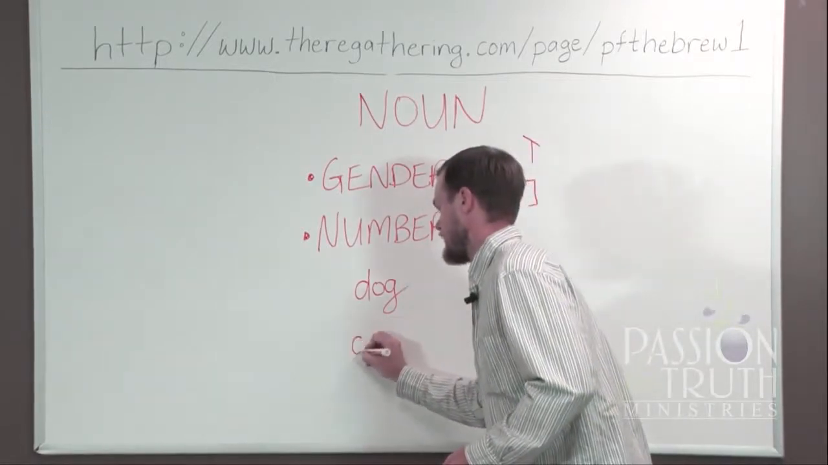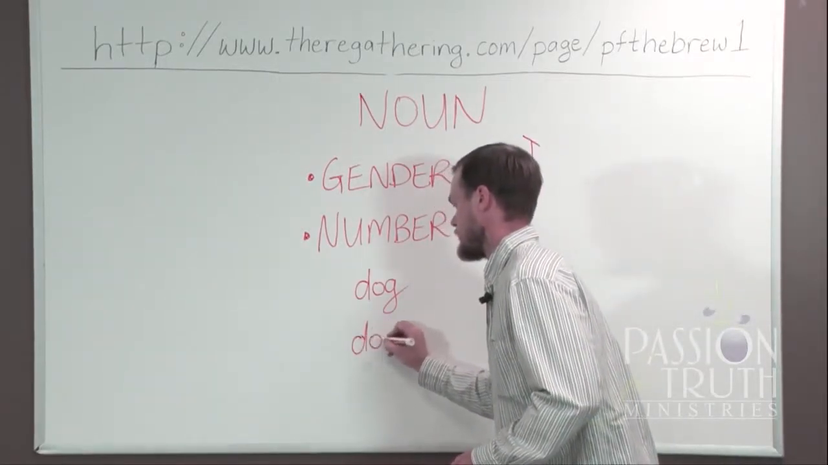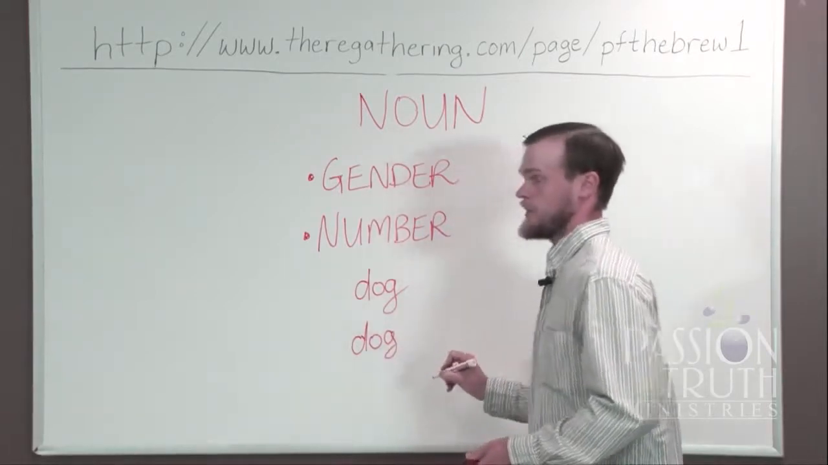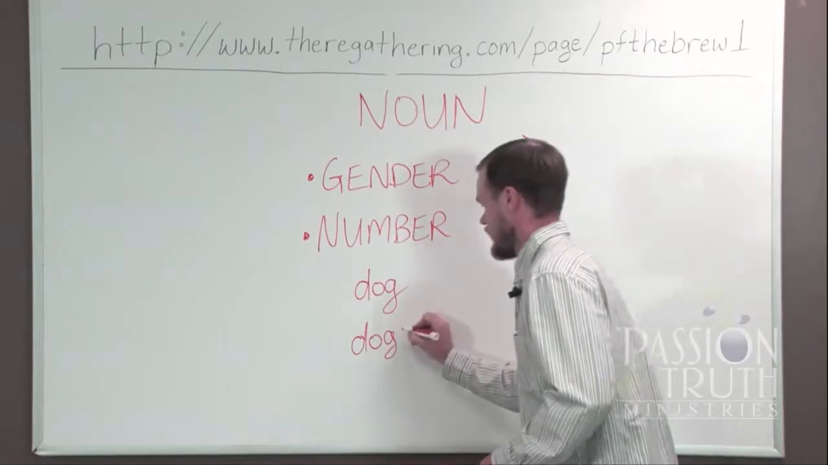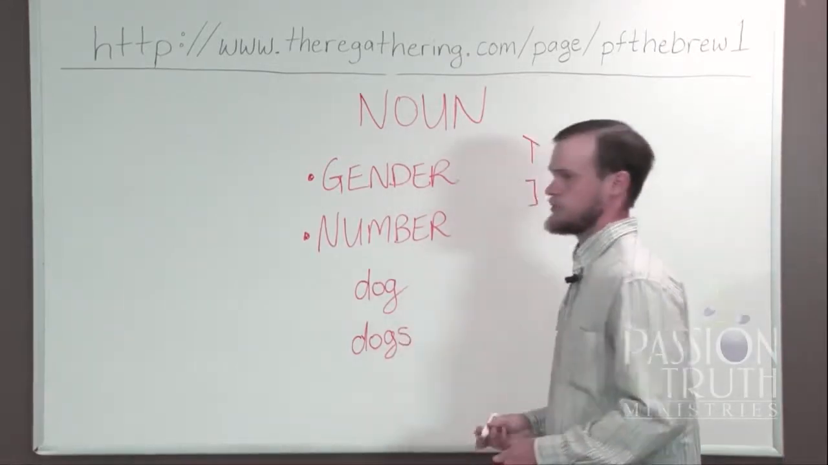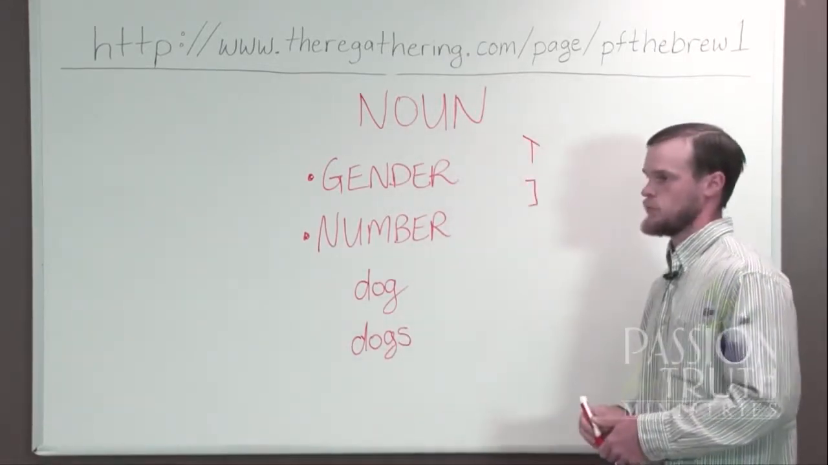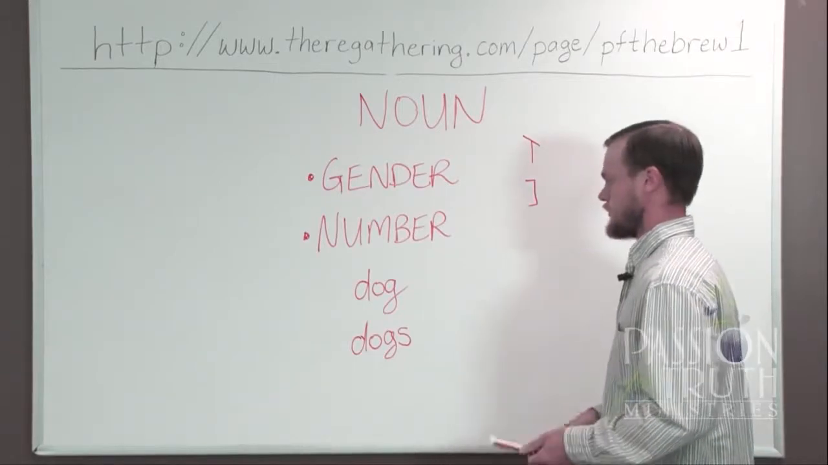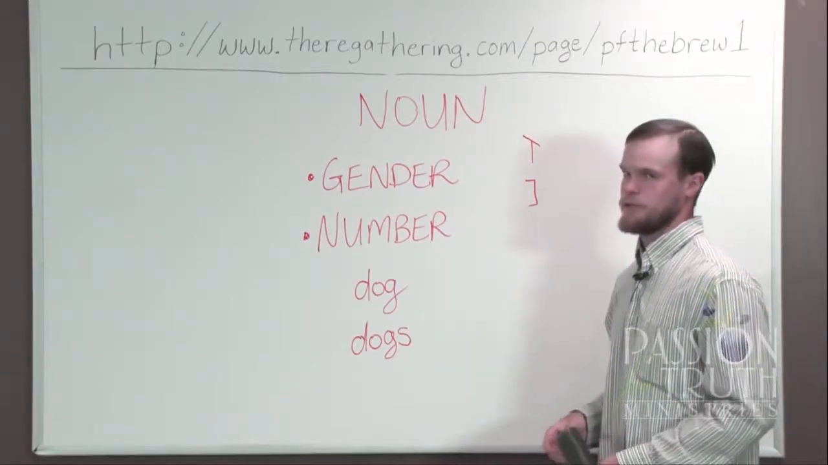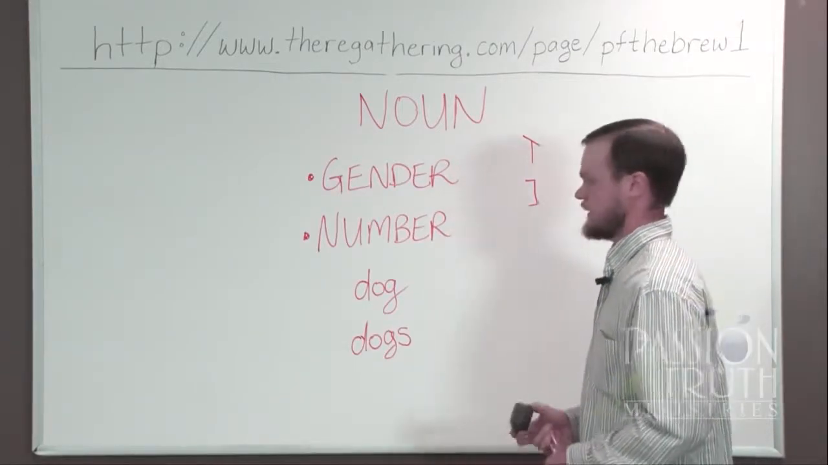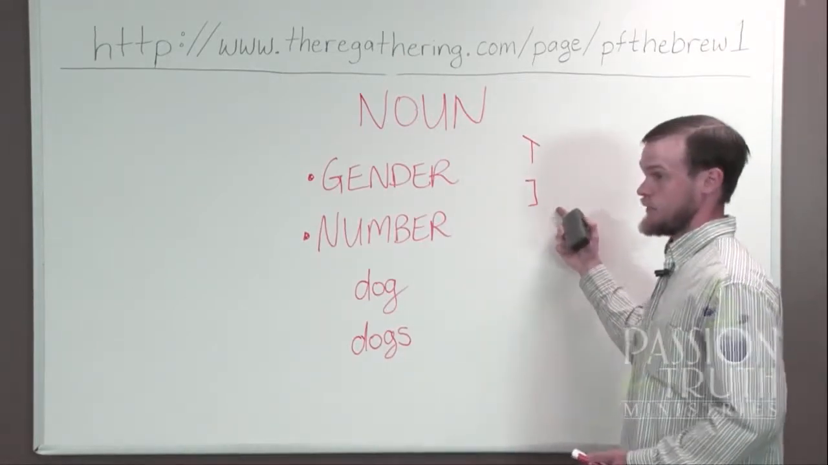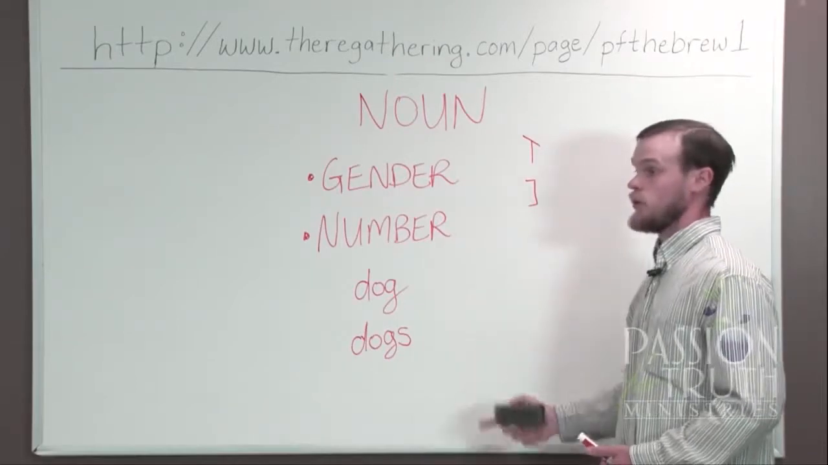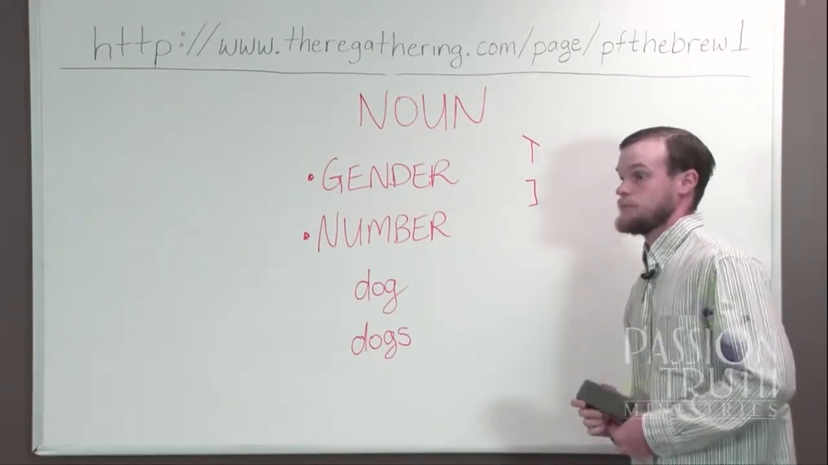If we wish to change the number of dog to plural, more than one, that's the only options, singular, exactly one, or plural, more than one. We add an S, dogs. Okay, dogs means more than one dog. Very straightforward, but it's something we have to think about when we're learning another language. Okay? So, every noun is either masculine or feminine, and every noun is either singular or it is plural.